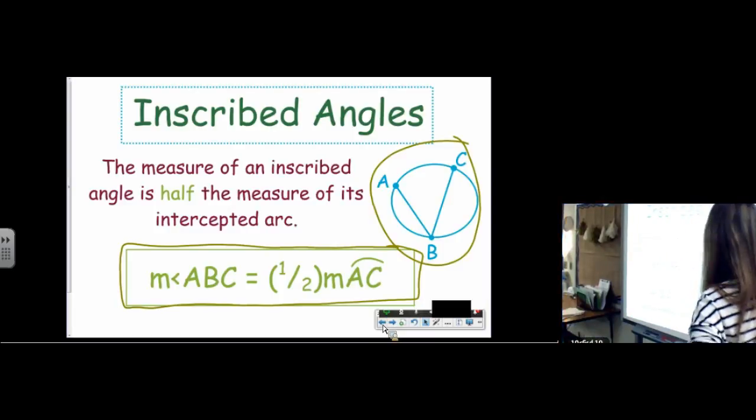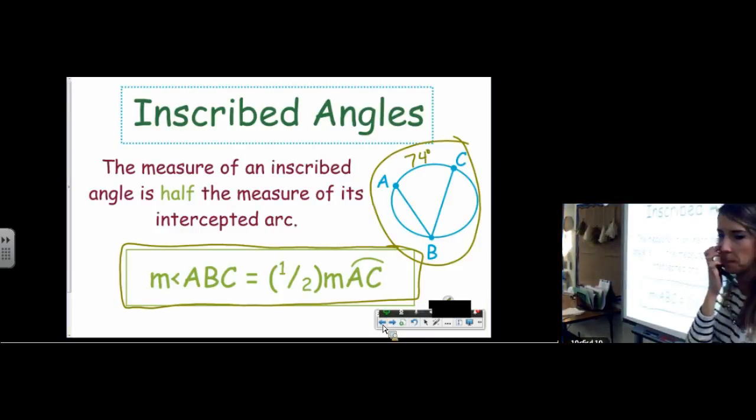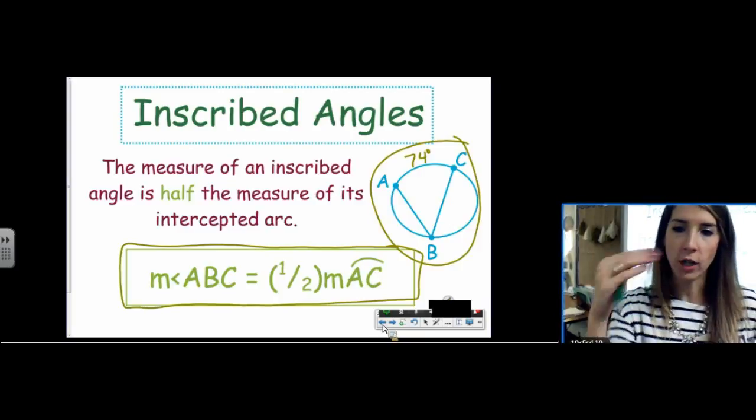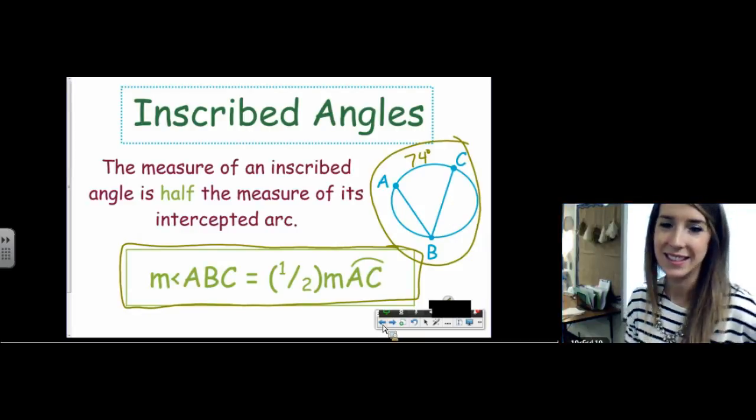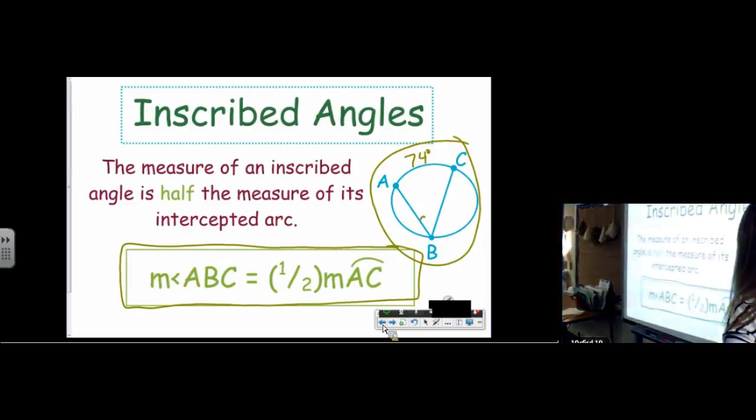So, I'll make up a new number. Let's do 74. If the arc measures 74 degrees, then the measure of the inscribed angle would be half of 74.